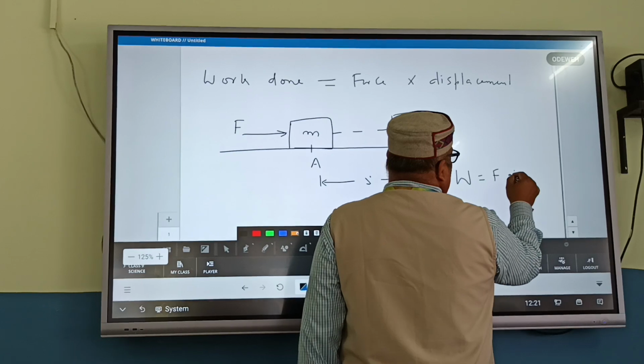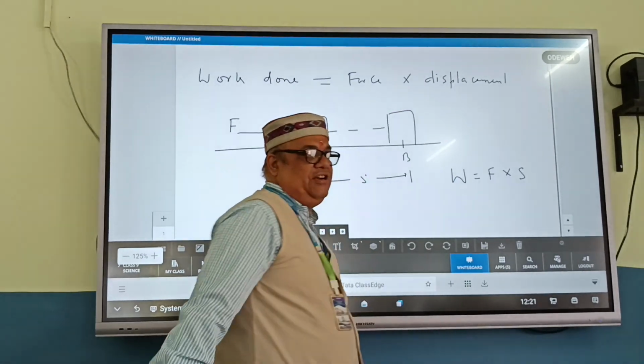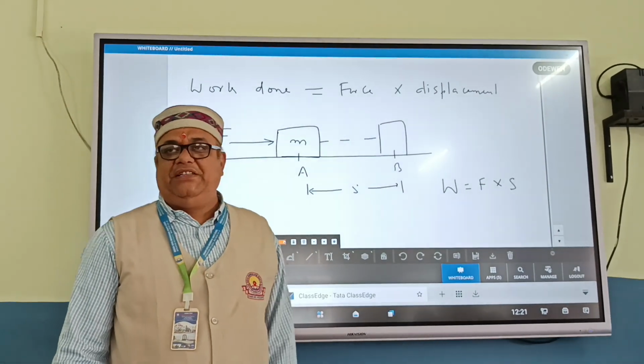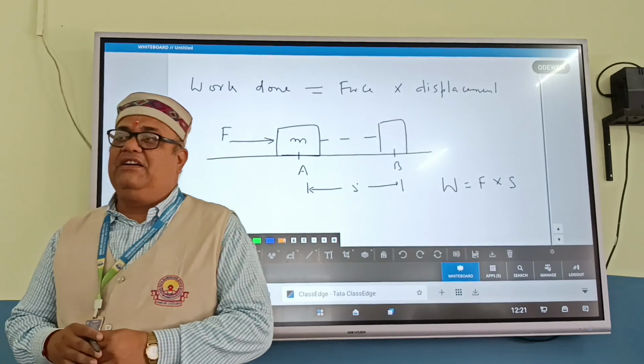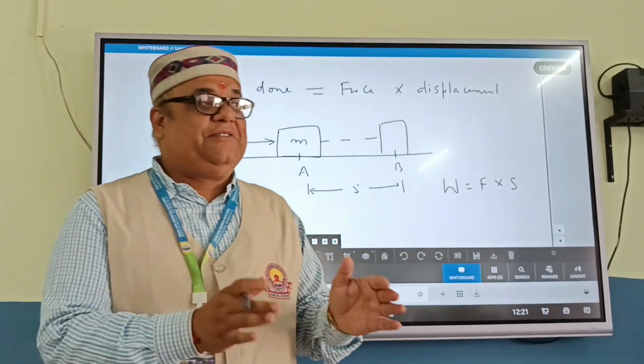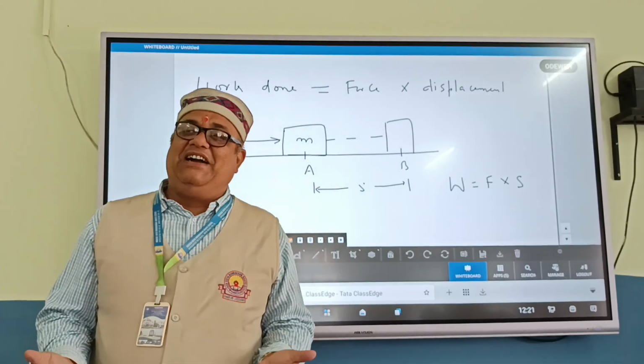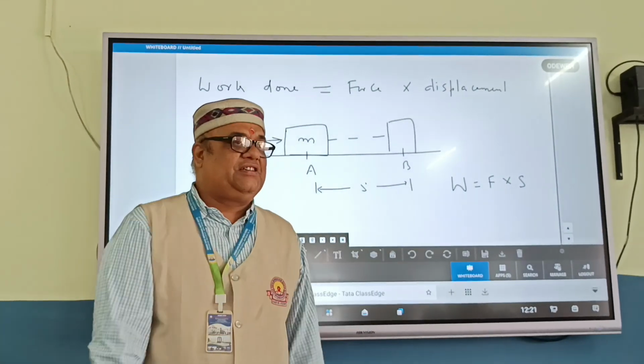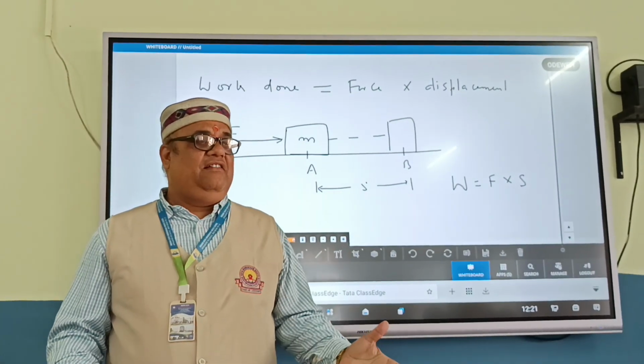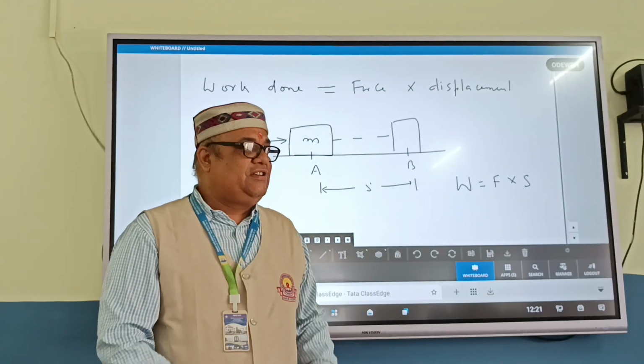Now, work done, W, is equal to F into S, force into displacement. What is the SI unit of displacement? Meters. What is the SI unit of force? Newton.